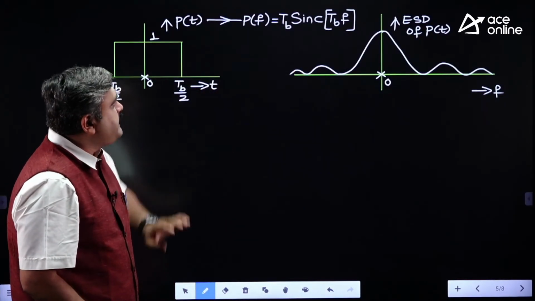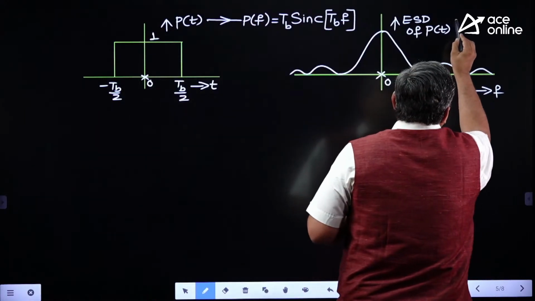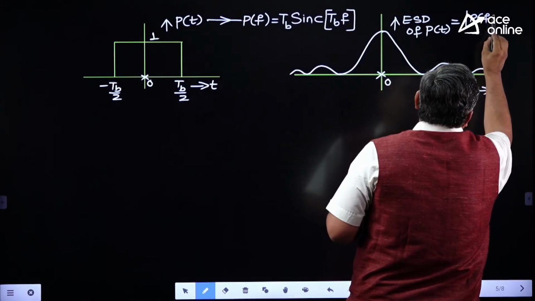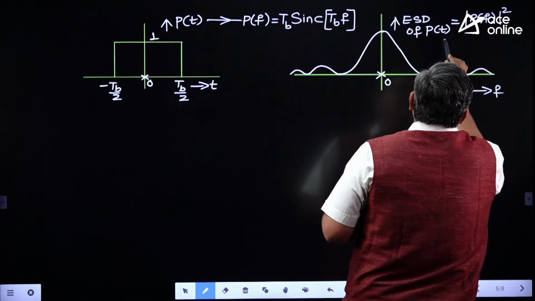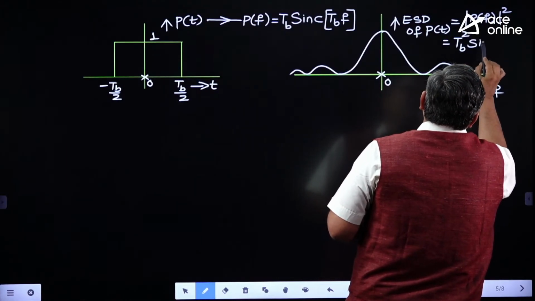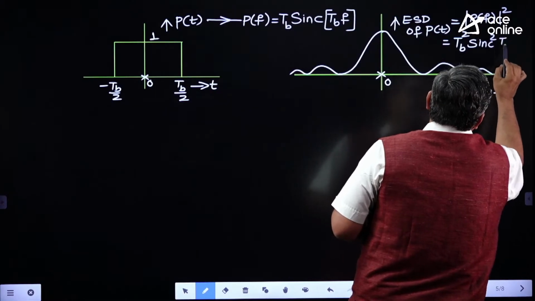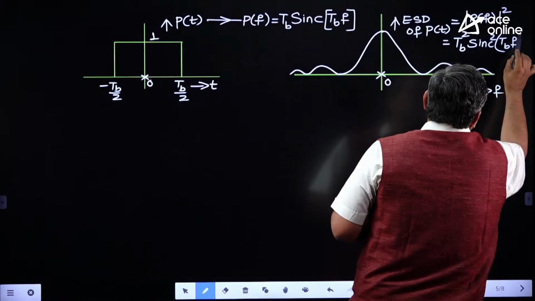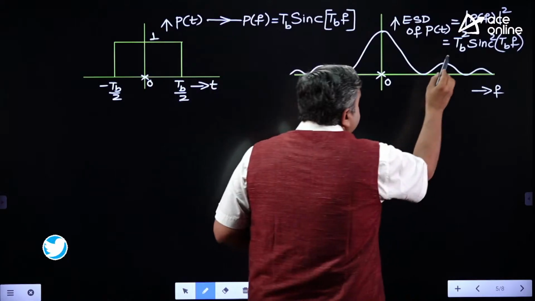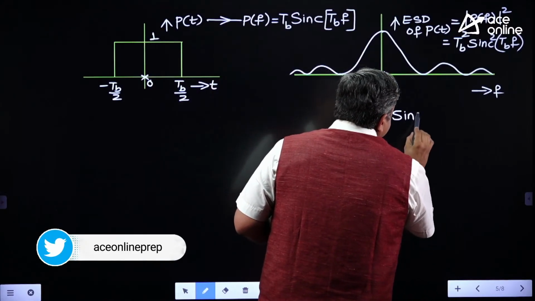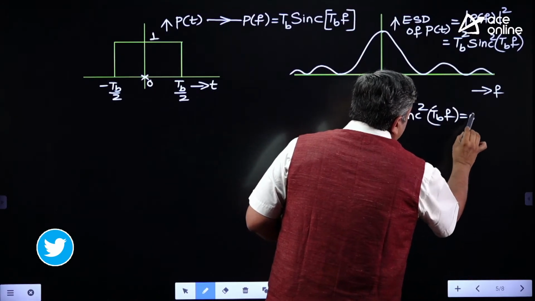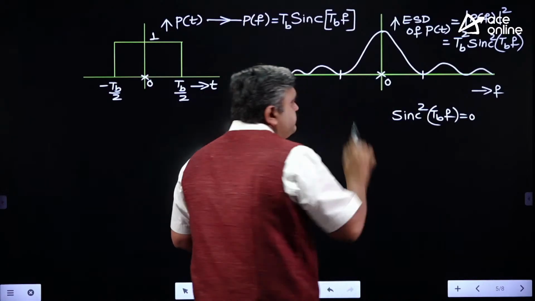Now if you take energy spectral density, here the meaning is you are taking mod of this P of f whole square. So that means this function is like TB square, sinc square, TB into f. Okay. Now where is this function becoming 0? That means you are equating this sinc square TB f to 0. I wanted to know the 0 crossing points.